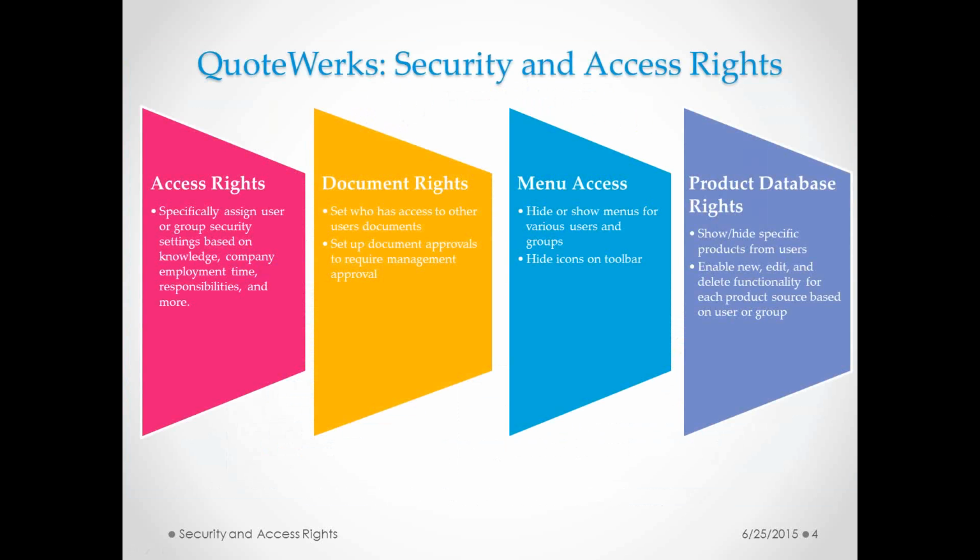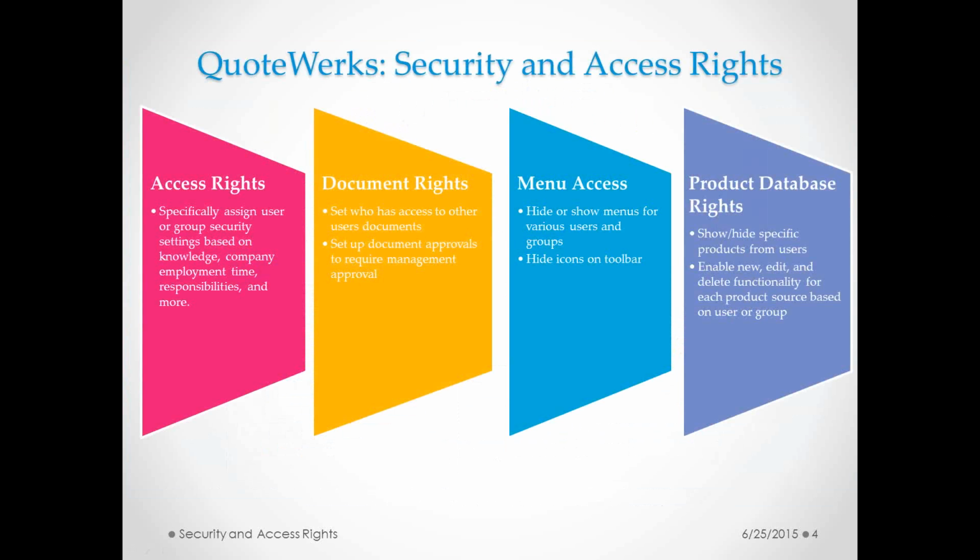So the security and access rights are really divided into 4 major sections in the software, or 4 categories, if you will. The first one's going to be access rights. These are general security settings for a user in the software. They can be assigned to a user or a group. It's basically either restricting or granting access to a particular feature or item in QuoteWerks. So if you want a user to be able to do something or you want to restrict a user from doing something, typically that's going to be an access right under the access tab.